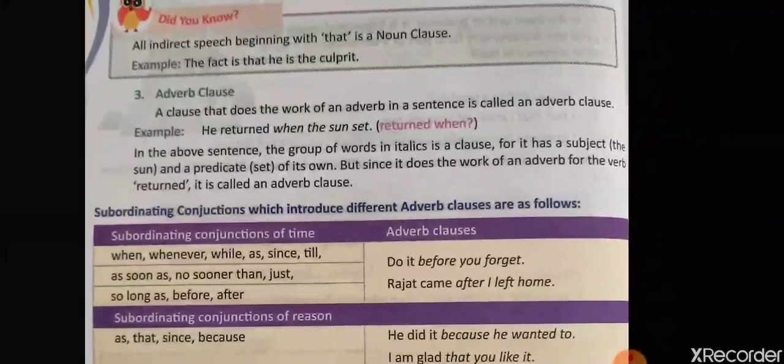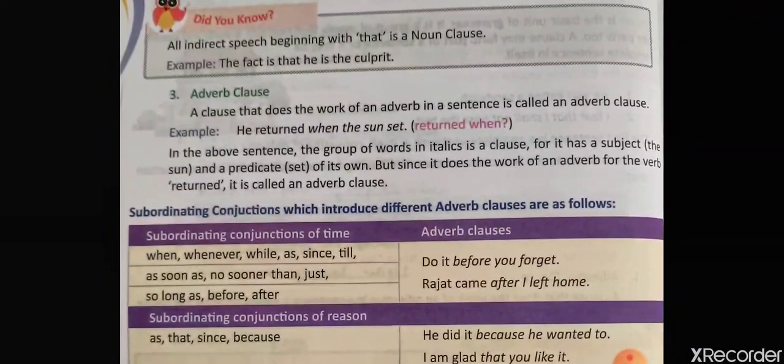Coming to the adverb clause, a clause that does the work of an adverb in a sentence is called an adverb clause. He returned when the sun set. So when did he return? This is talking about the quality of the verb. Here the verb is returned, and the question is when did he return? When the sun set. So the clause modifying the verb returned is when the sun set. So this is an adverb clause. Now, the subordinating conjunctions which introduce different adverb clauses are as follows.